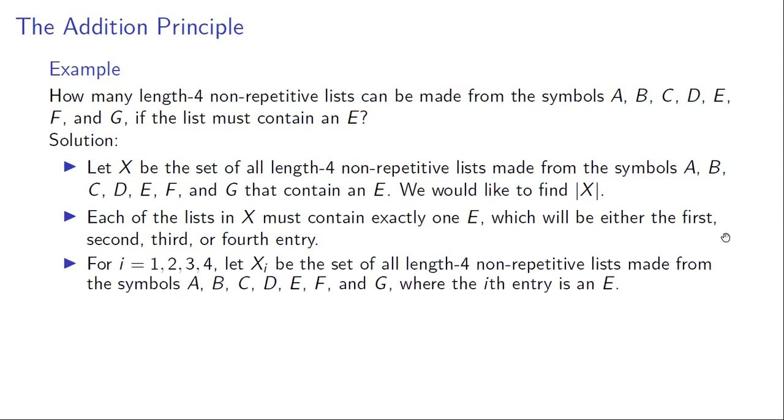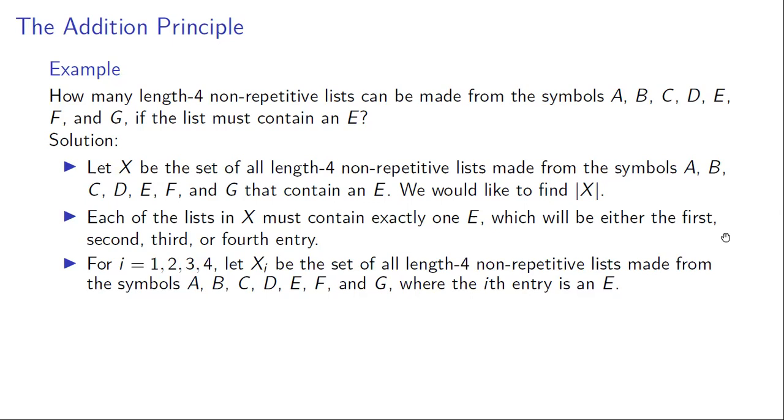So let us define the smaller sets. Remember, when we use the addition principle, we're trying to break up this big set X into a bunch of smaller parts. So let's break it up into 4 parts. For i equals 1, 2, 3, and 4, let X sub i be the set of all length 4 non-repetitive lists made from the symbols A, B, C, D, E, F, and G, where the ith entry is an E. So we're going to be creating 4 smaller sets.